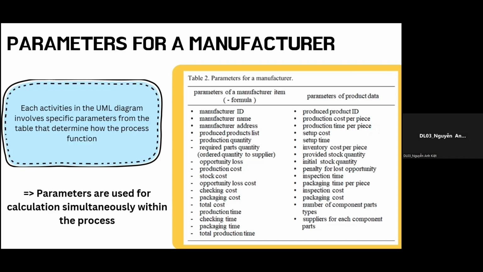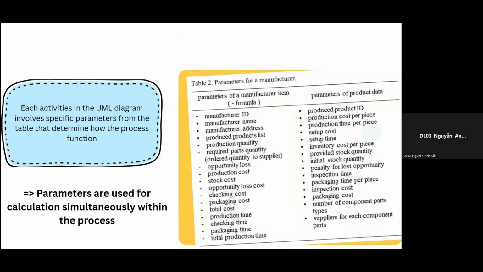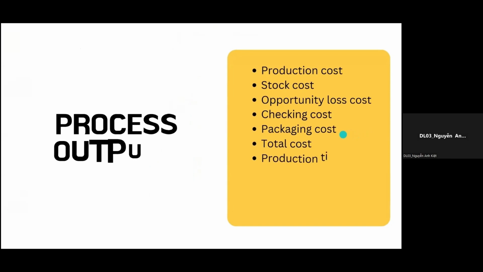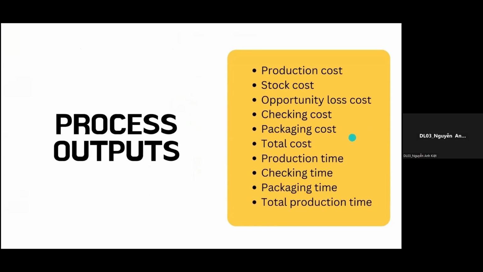Moreover, the next slide also shows the process outputs, which are production costs, stock costs, and all the way to total production time. These are the key metrics which are essential for optimizing the supply chain in the future.